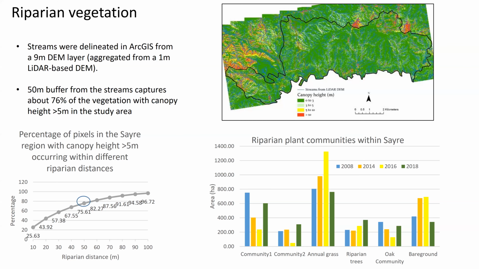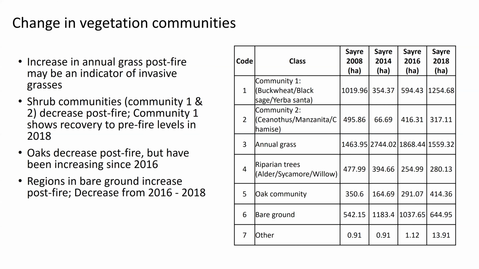This provides some more of the same trends which we talked about. For example, the first one is we saw a drastic increase in annual grass post-fire, and then decreased in 2018. Similarly, the shrub communities decreased post-fire, but then it's been showing a good recovery. And the oak communities, again, a drastic reduction since the fire, but then it's been recovering in the recent times.